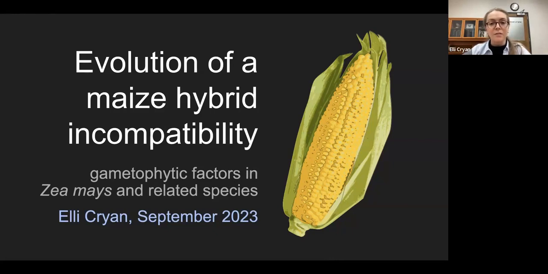So the gametophytic factors are a type of hybrid incompatibility you may have heard of before if you're deep in the maize community. And we'll be talking about them in the Zea mays subspecies, but also in some related species.